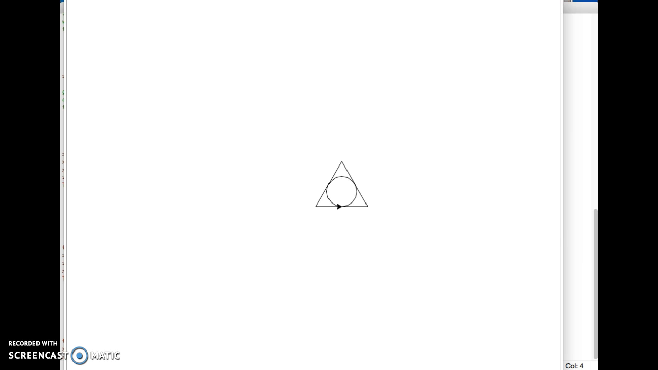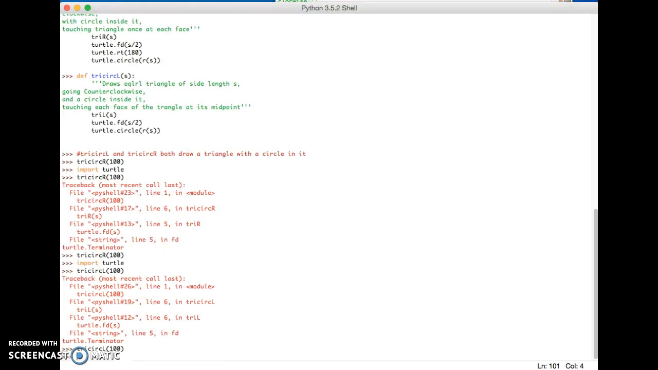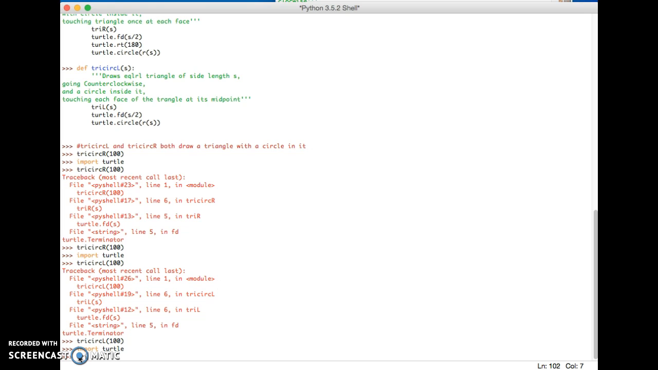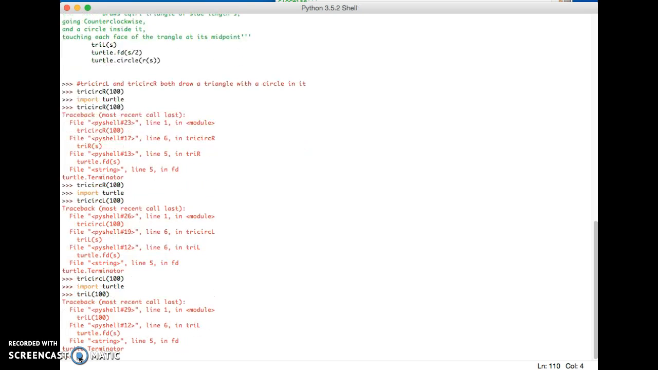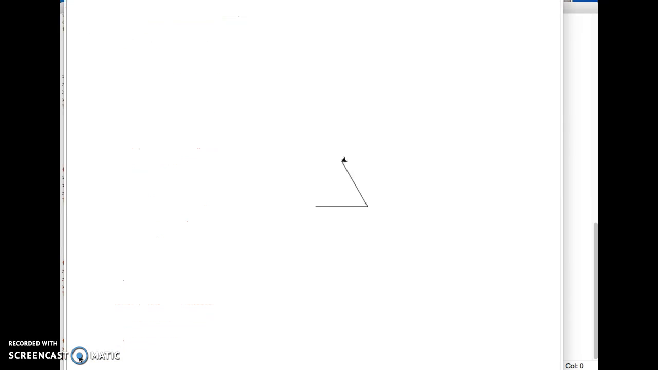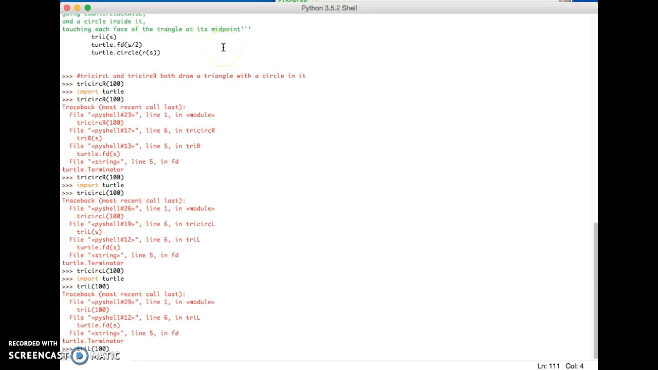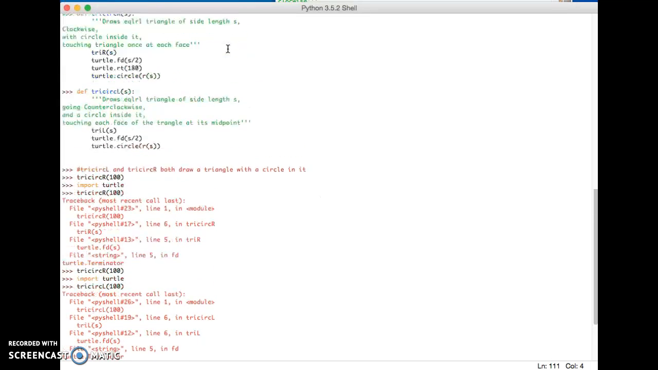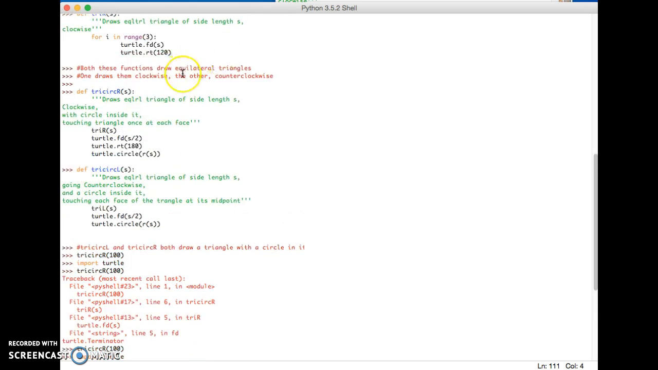Now, actually, I feel like you should see the triangle thing. Yeah. I did the clockwise version. I mean the counterclockwise version. It could have done a clockwise version, so I just wanted you to see that. Now, that should help you understand the basis of how tricirc R and L works.